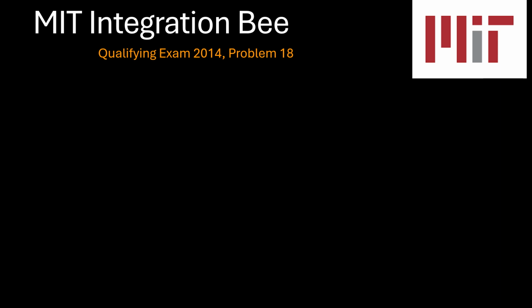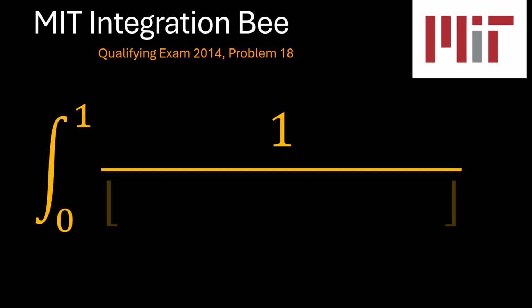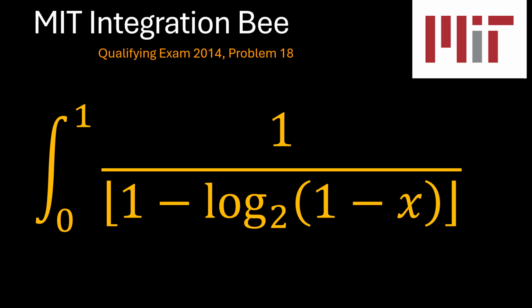So on to problem number 18 of the MIT Integration Bee qualifying exam 2014. This is actually quite an interesting problem, right? The definite integral from x equals 0 to x equals 1 of 1 over the floor function of 1 minus log to the base 2 of 1 minus x. Quite intimidating, but actually it's a very simple problem. Let's see how we may be able to solve this problem.